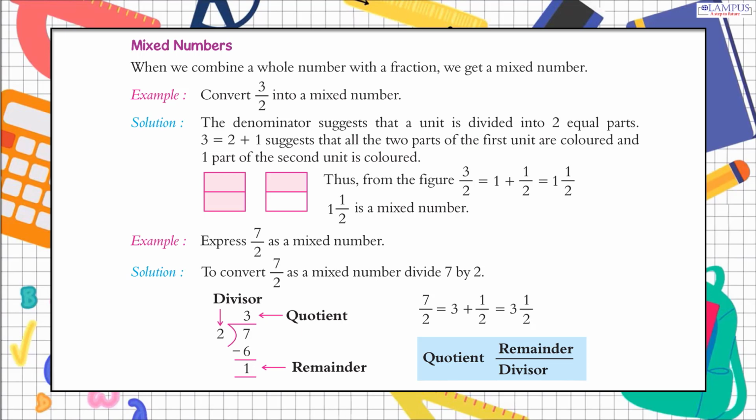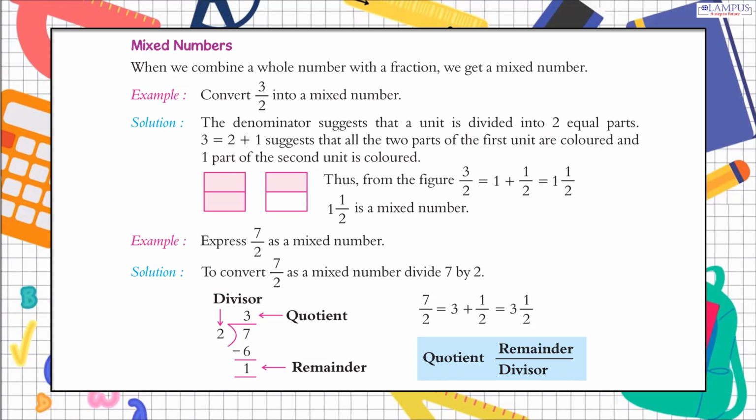Example: convert 3 by 2 into a mixed number. Solution: the denominator suggests that a unit is divided into 2 equal parts. 3 equals 2 plus 1 suggests that all the 2 parts of the first unit are colored and 1 part of the second unit is colored. Thus, from the figure 3 by 2 equals 1 plus 1 by 2 equals 1 and 1 by 2. 1 and 1 by 2 is a mixed number.